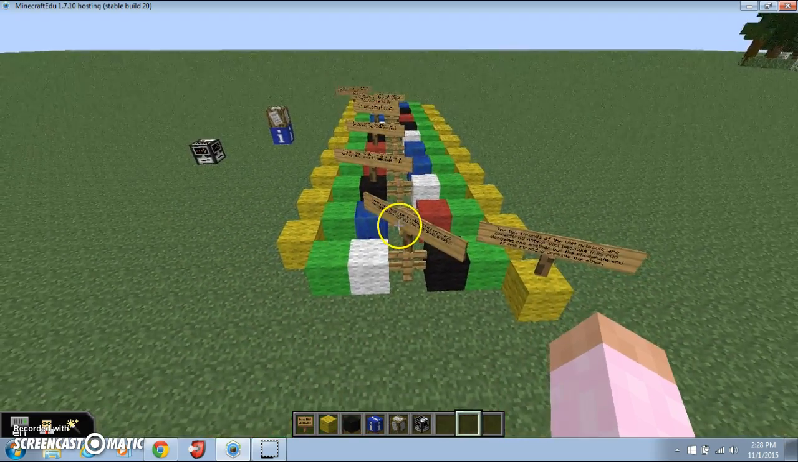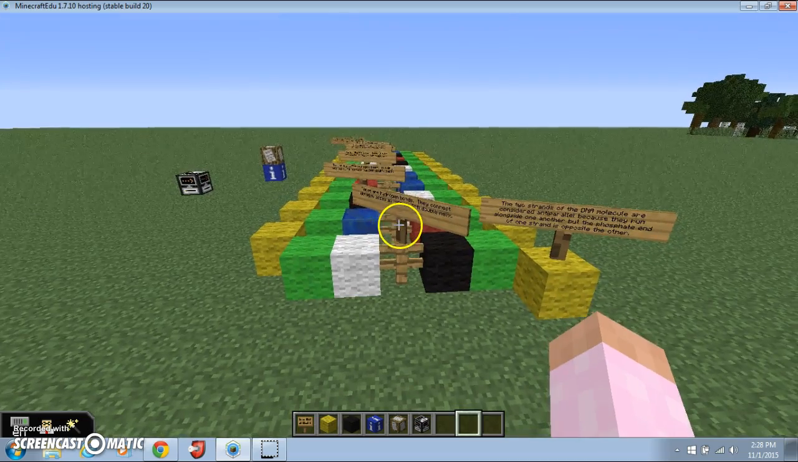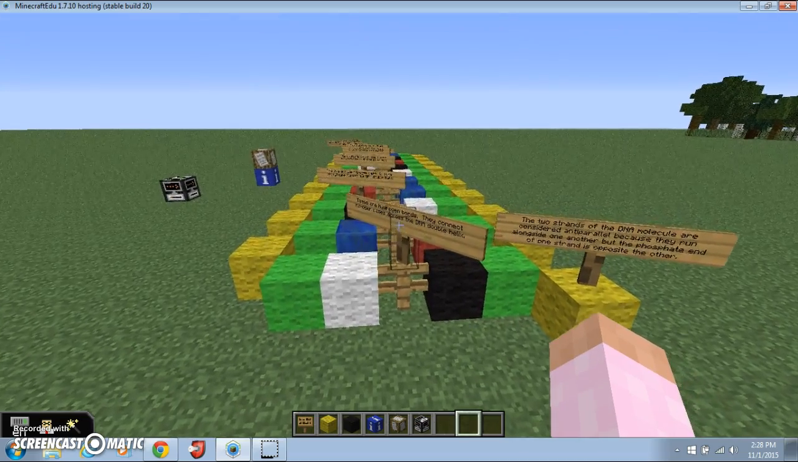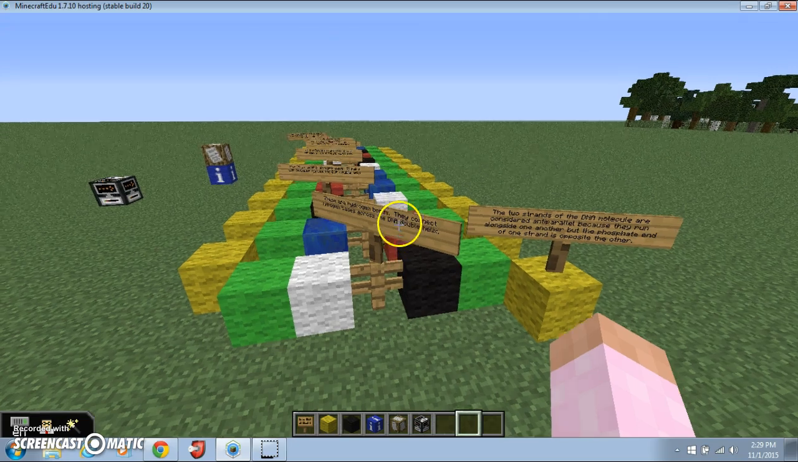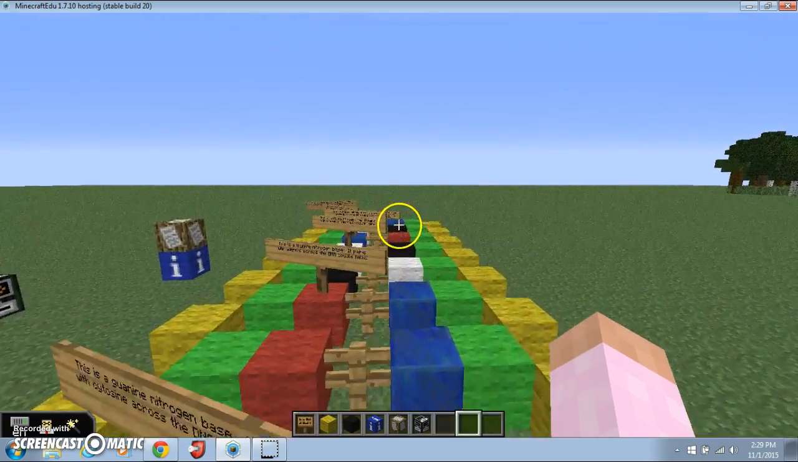Now the fences represent hydrogen bonds, and there's a little sign here to tell you that, and hydrogen bonds are used to connect complementary bases across our DNA double helix. I have included signs on each component of the DNA molecule to identify that component for the viewer. I have also included a sign to describe the overall structure of the DNA molecule. Let's head to that one now.